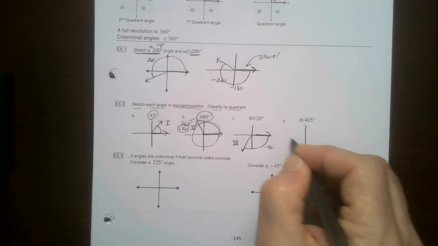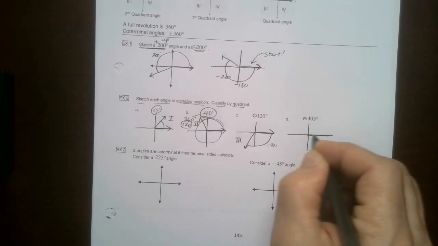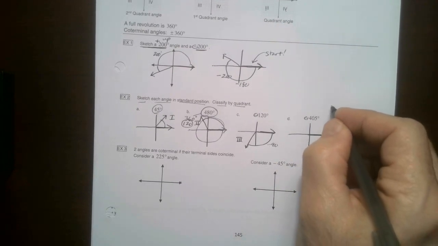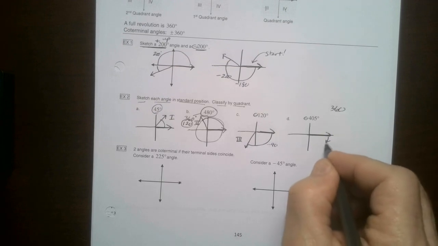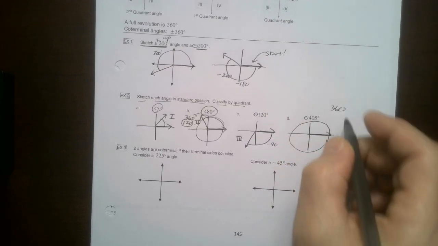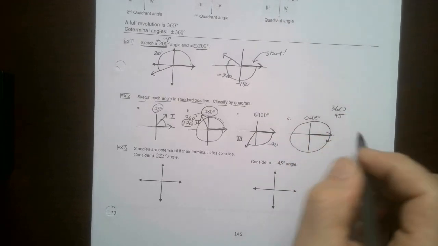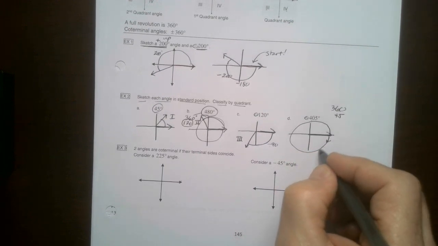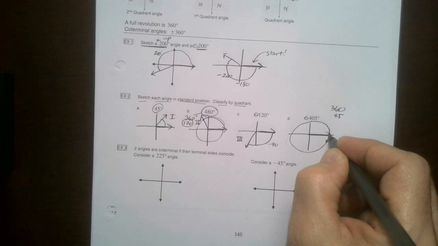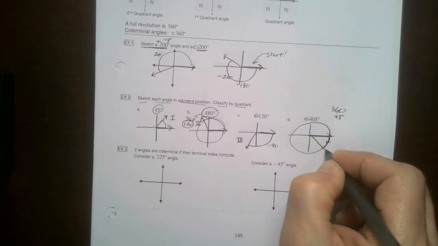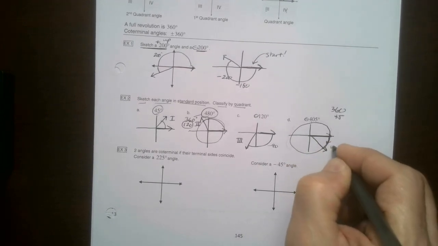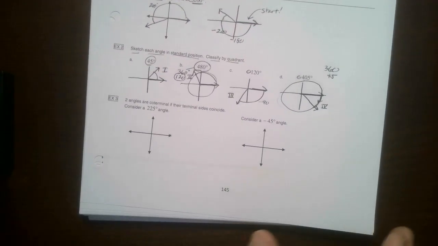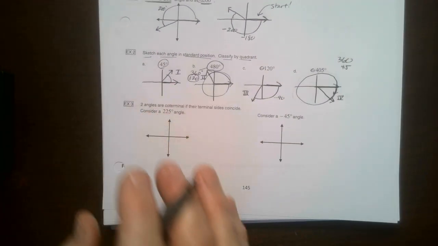Negative 405 means a couple things. It means, number one, go down. But it also means go down 360, which is a full circle. And then keep going 45, because this plus this adds up to 405. So I went around 360. It just means that I need to keep going 45 degrees right about there, which leaves me in quadrant 4. All right, this is just warming you up for the real stuff.